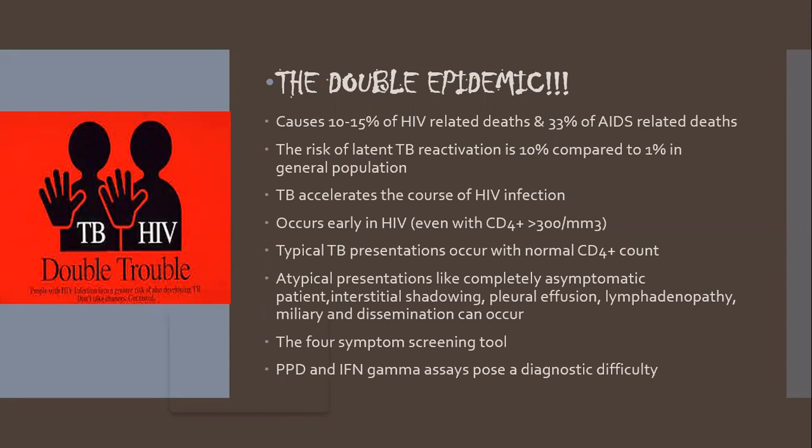TB worsens the clinical course of HIV. Similarly, HIV worsens the clinical course of TB. HIV increases the chance of having TB. You can have it in any combination. But any patient with HIV, always think of TB. Any patient with TB, think of HIV.